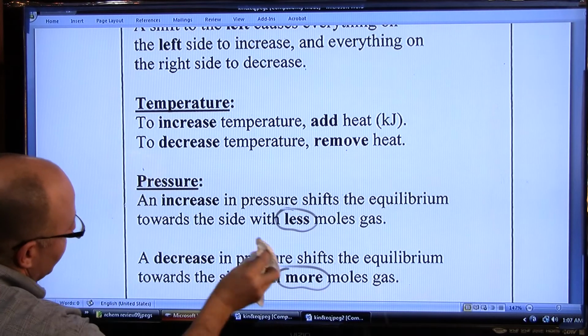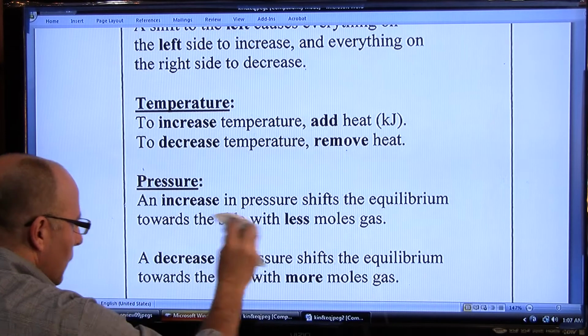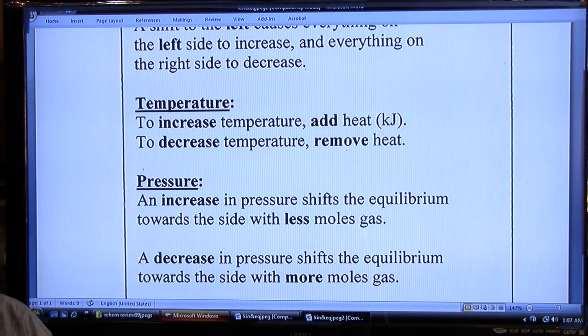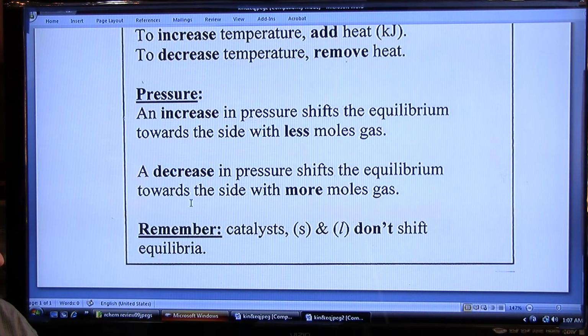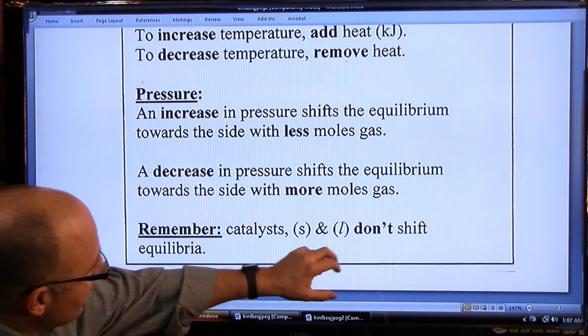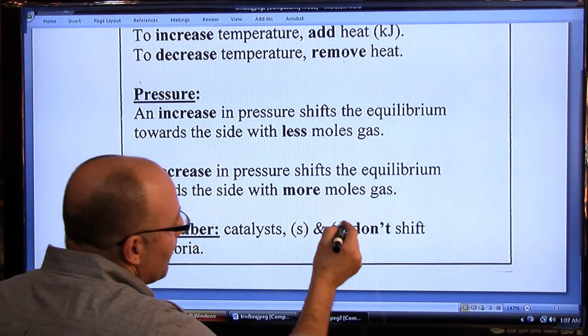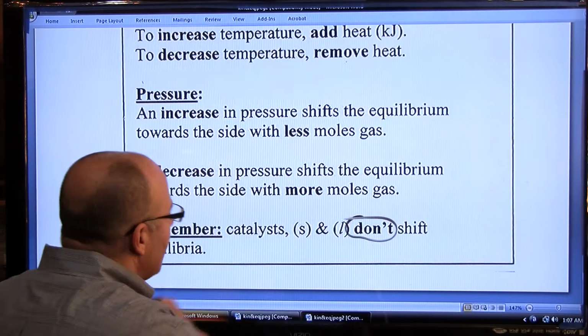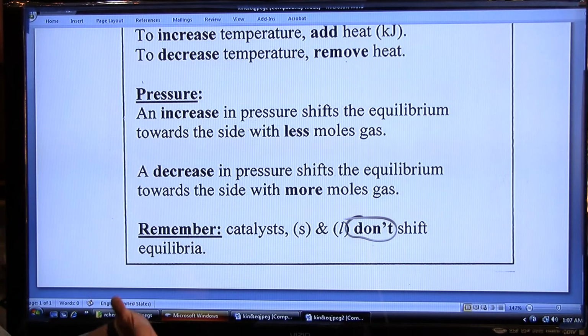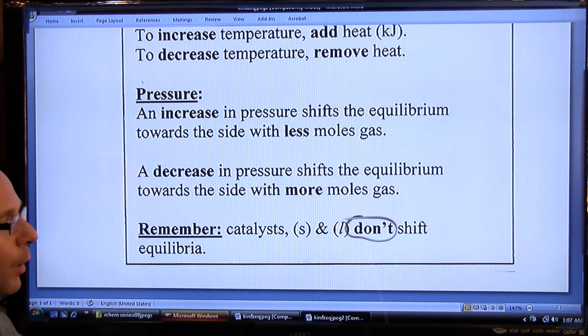And finally, before we begin applying these rules, just watch out for the things that don't shift equilibrium. And that is catalysts, solids, and liquids. They don't shift equilibrium. So everything remains the same when you add these. Catalysts will speed up the rate of both reactions equally, so you'll reach equilibrium faster with the catalyst, but that's about it.